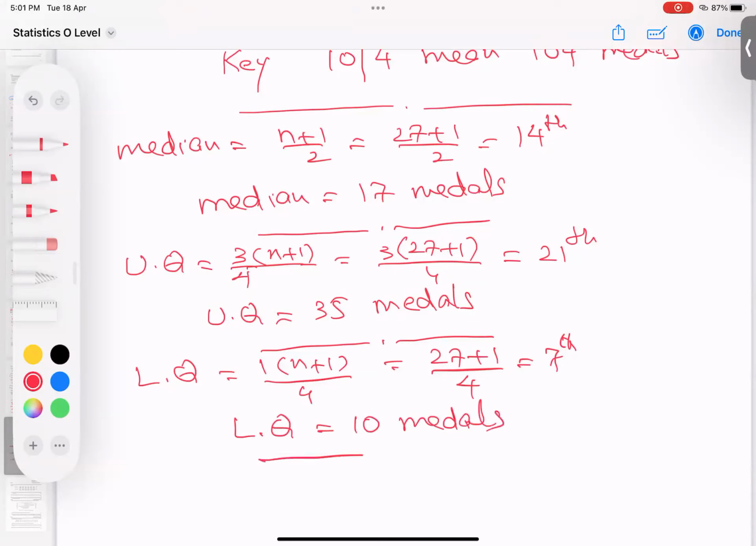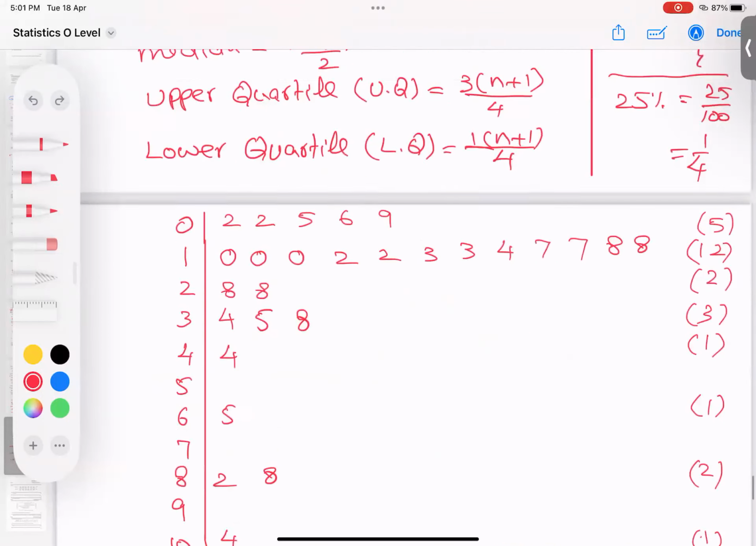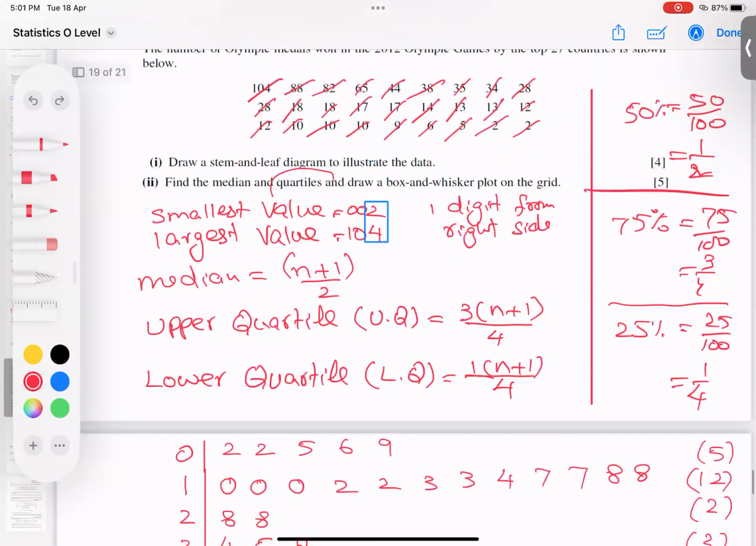So I have done three things. These collectively are called quartiles. Look at it. Read the statement, please. Quartiles mean collectively the upper quartile, lower quartile and median. And now I talk about the box and whisker plot. Get ready for that, and then see, inshallah, how we finish.